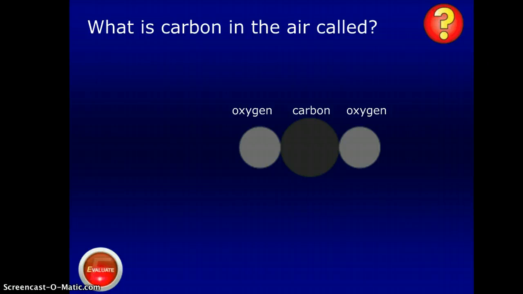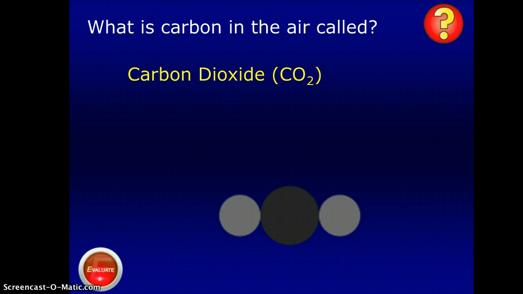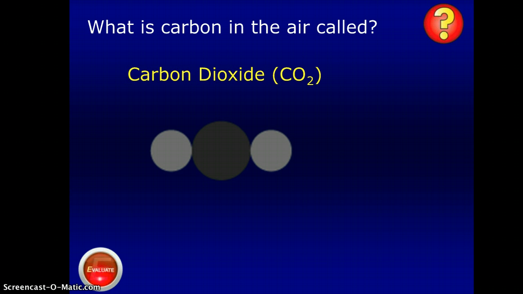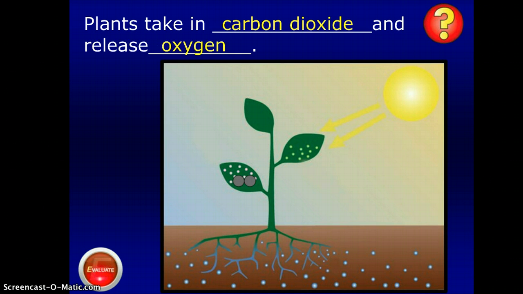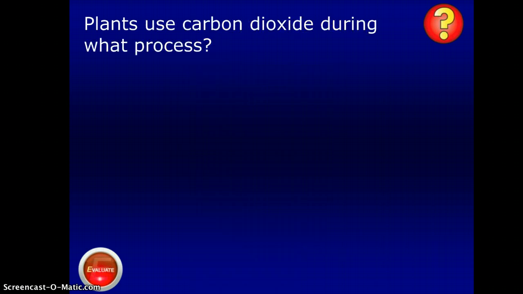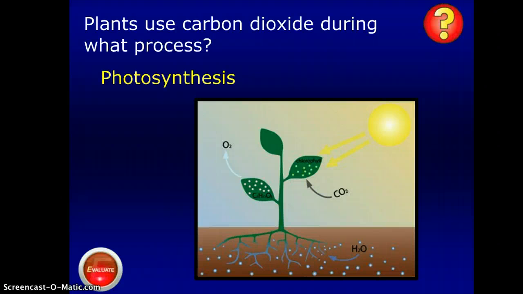So what is carbon in the air called? Carbon dioxide, or CO2. So plants take in what? Carbon dioxide, they release oxygen. Plants use carbon dioxide during what process? What's this process we've been talking about? Photosynthesis.